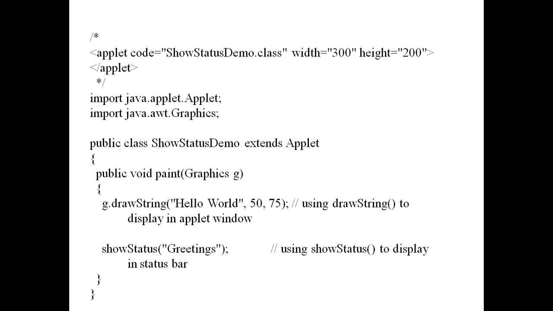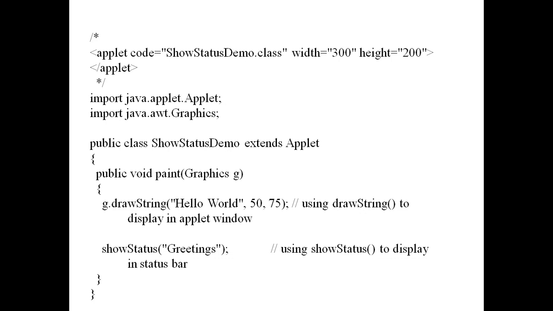Inside the class, the paint method is used for displaying the output. It is painting the output on the body of the applet. So public void paint, it accepts the object of Graphics class, Graphics g. Now I am going to display Hello World in the body of the applet using the drawString method. drawString is a method of Graphics class, so we invoke the drawString method using the object of Graphics class, g.drawString.